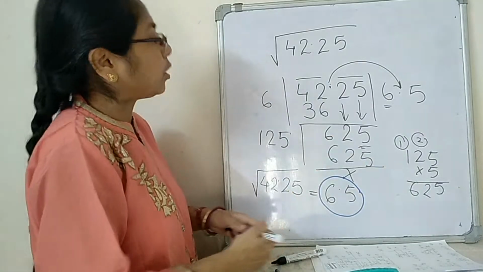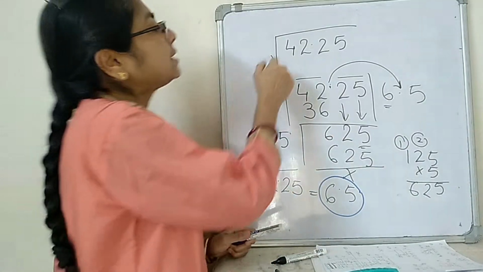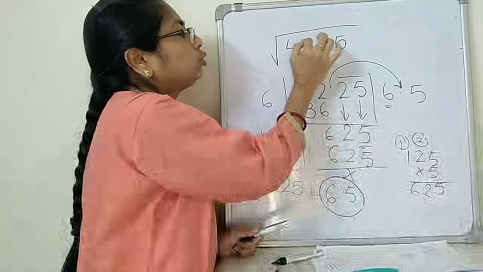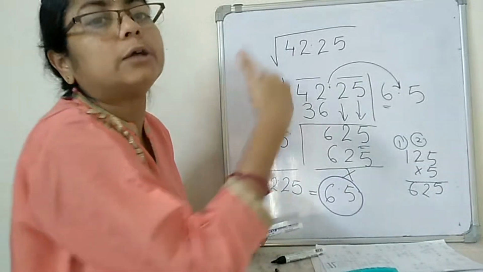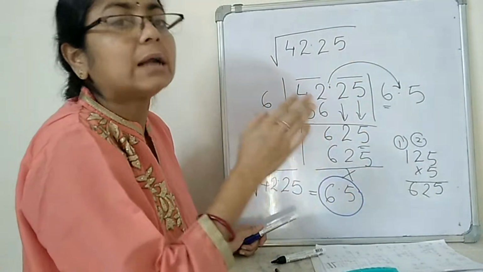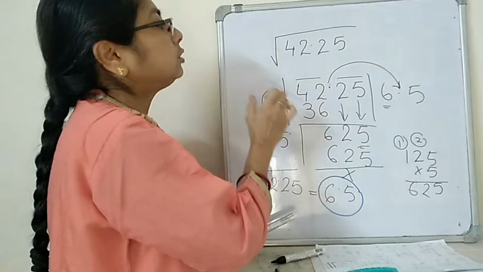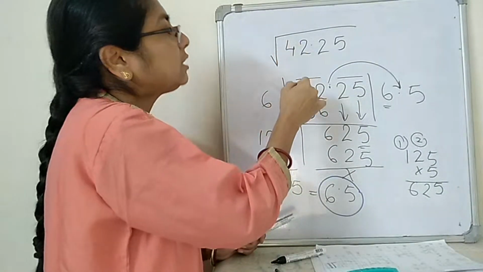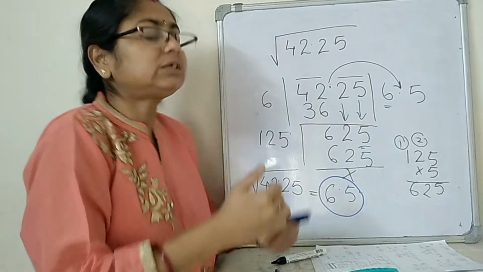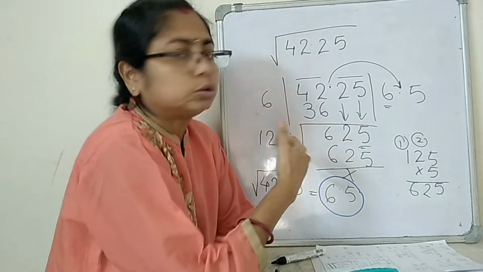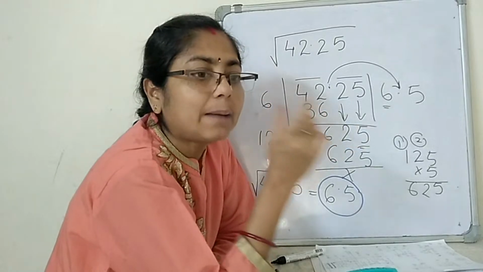I repeat the process. What I am doing? First I use the square root sign. 42.25. You never say 42.25 that way. We can't say it in this way. We say root 42.25. After that, what we are doing? It is the root. So we make a pair.